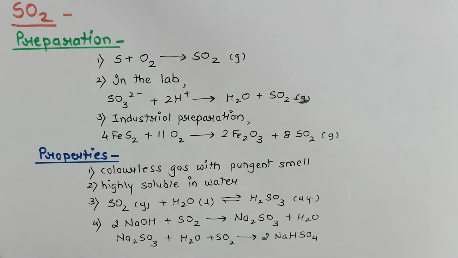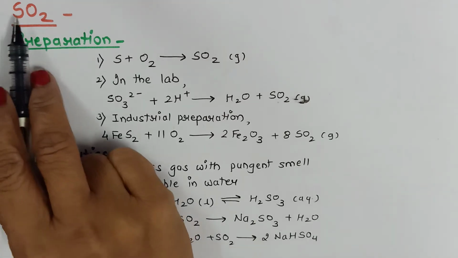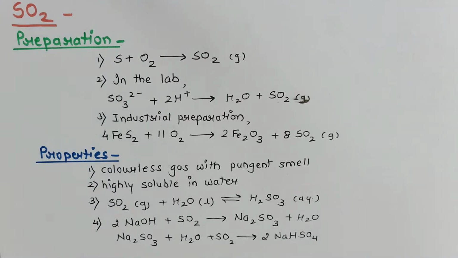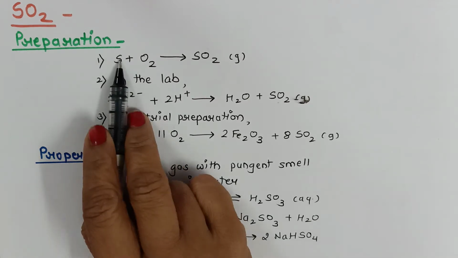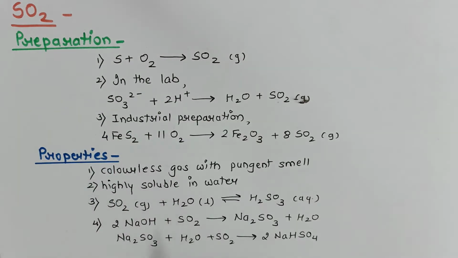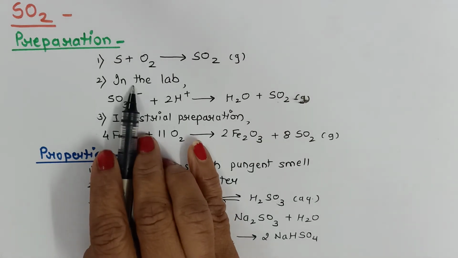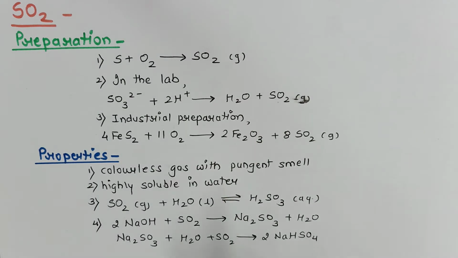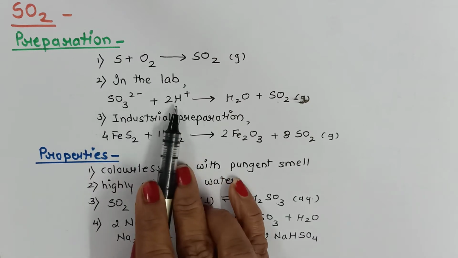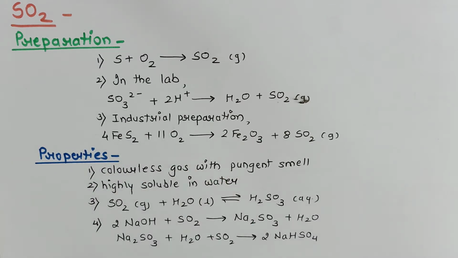As we know, we have to discuss some compounds of sulfur also. So we will be discussing sulfur dioxide, SO2. How can we prepare SO2? Sulfur dioxide is formed together with a little bit of sulfur trioxide when sulfur is burnt in air or oxygen. On the other hand, in the lab, it is readily generated by treating a sulfite ion with dilute sulfuric acid.